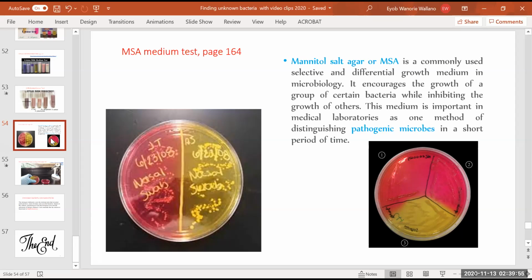Look now, it's very interesting. You are going to have MSA media, meaning mannitol salt agar media. Mannitol salt agar means there is salt in that media. In the laboratory we prepare agar media with different salt concentrations, 0.5, 1, 1.5, 2%, and then pass the bacteria. Staphylococcus, streptococcus. Look now, staphylococcus is positive on MSA media. Streptococcus is negative. Positive, positive, and negative.